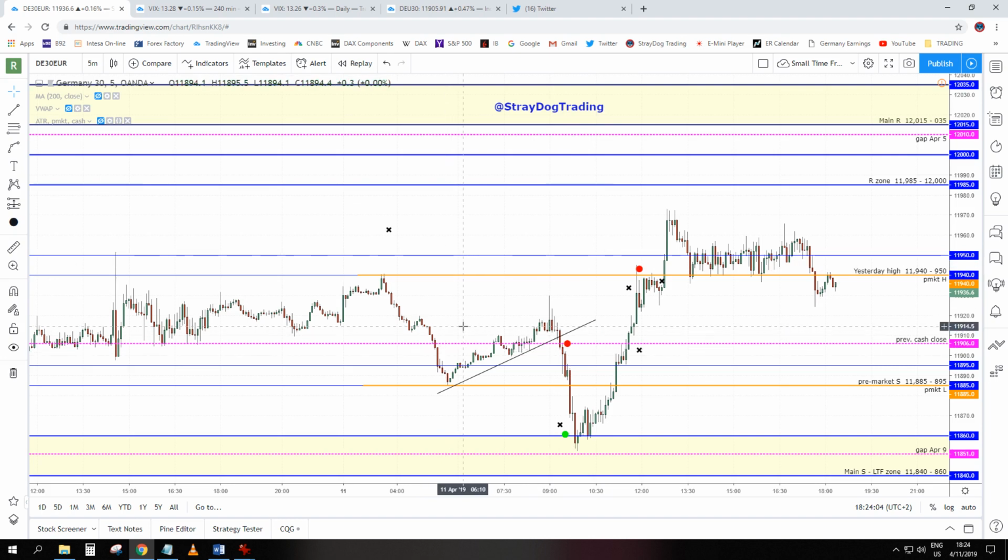But we didn't get that. We got this, and you could observe this situation, then draw yourself a line and trade a breakout of this trend line when you see that the market is going to go below previous cash close.